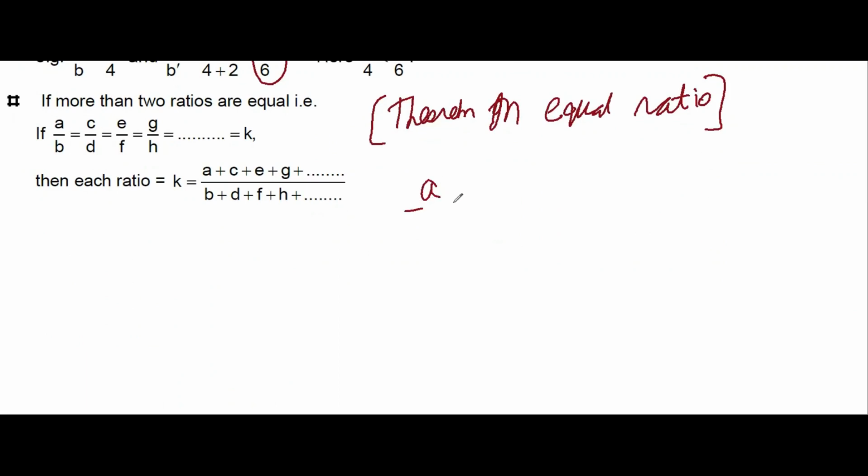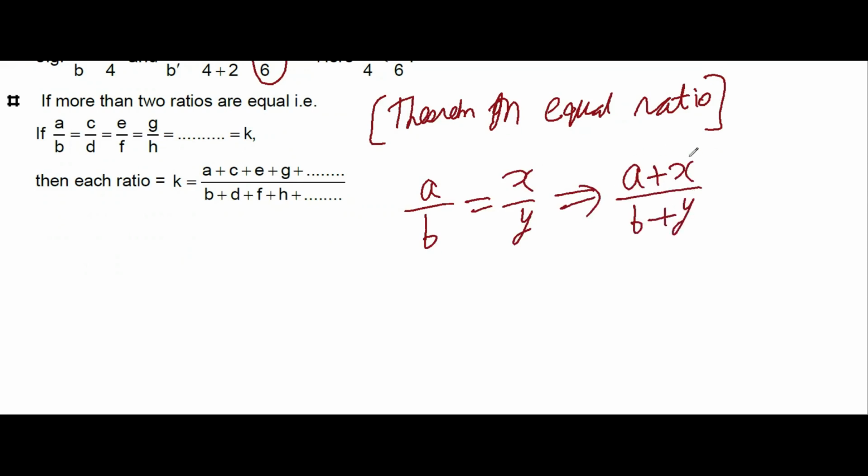So whenever you have 2 ratios, say A by B is equal to X by Y, what you can do is perform A plus X upon B plus Y. That will be equal to A by B, and the same will be equal to X by Y. That's what this means. Instead of plus, if you want to do minus, then it also satisfies. So you can even try with B minus Y in the denominator and A minus X in the numerator. This is valid. So this is called theorem on equal ratio.